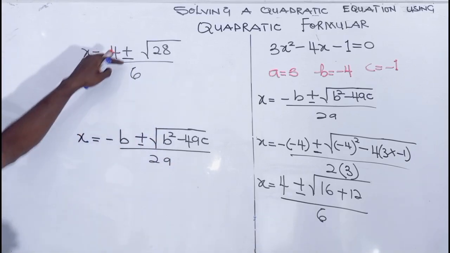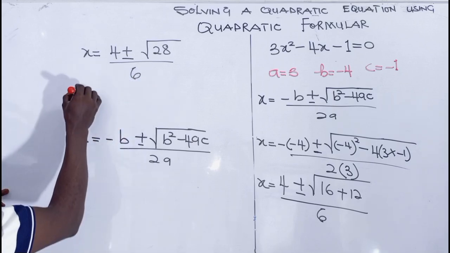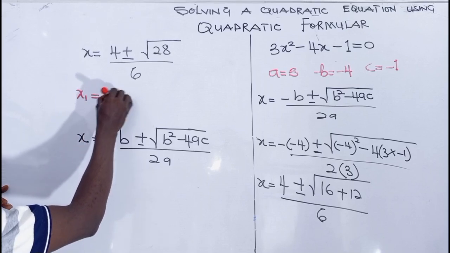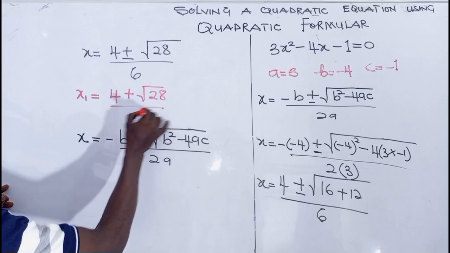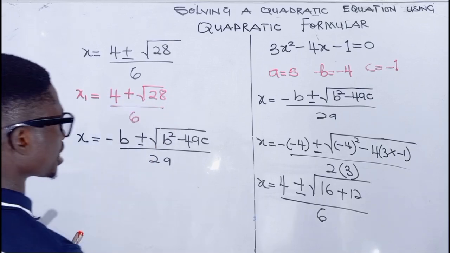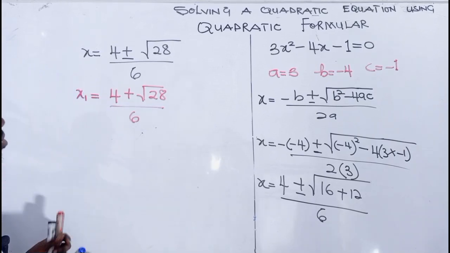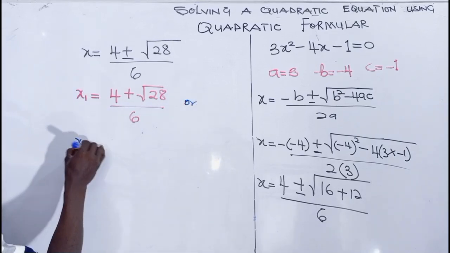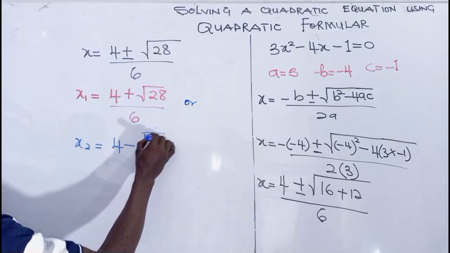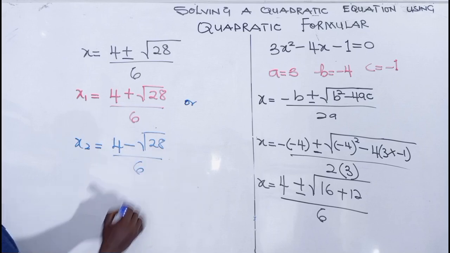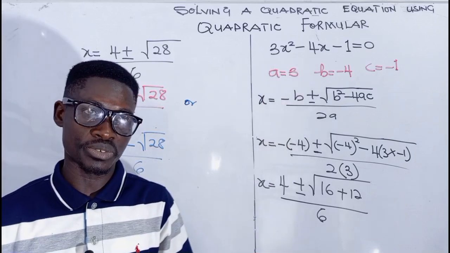Since we are having plus or minus, we can split this to have two solutions. So we have our first solution, x1, is equal to 4 plus root of 28 all over 6. And then we have our second solution, x2, is equal to 4 minus root of 28 all over 6. As easy as that. So this is how we use the quadratic formula to solve a quadratic equation.